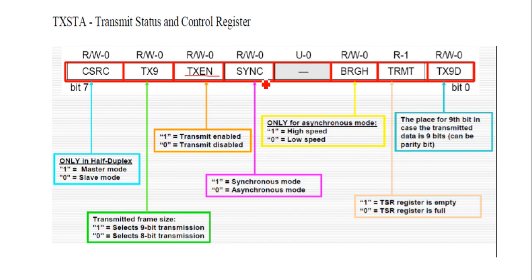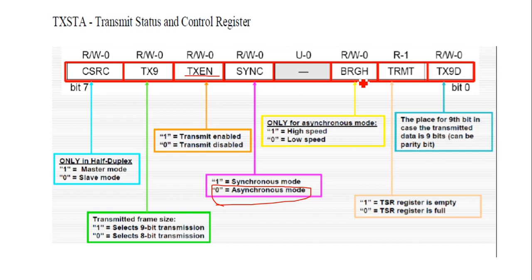Then SYNC: whether we are using synchronous or asynchronous mode. For our study we use asynchronous transmission mode, so we keep it as 0. Then this bit is unimplemented. Then BRGH decides the baud rate.